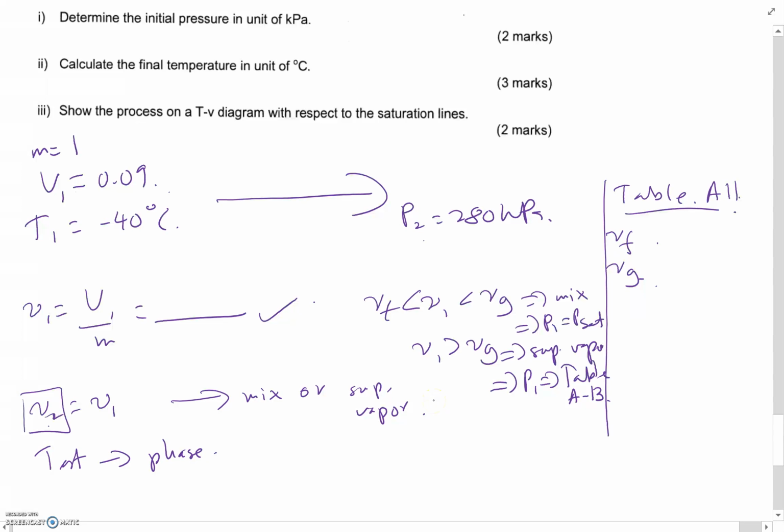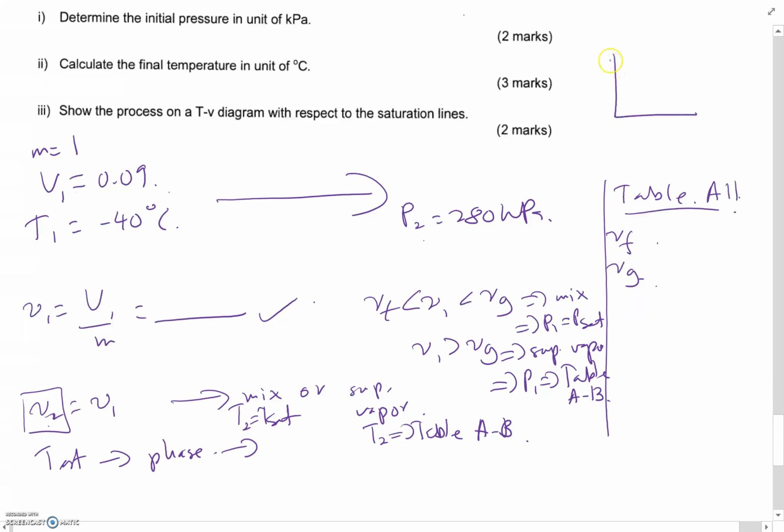If it's higher than Vg, it's superheated vapor. If it's in between, it's a mixture. So your answer depends on the state. If it's a mixture, T2 equals Tsat. If it's superheated vapor, T2 comes from table A13.